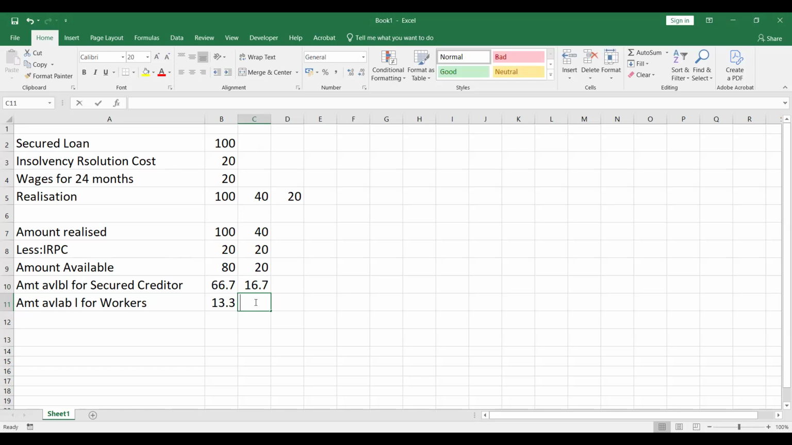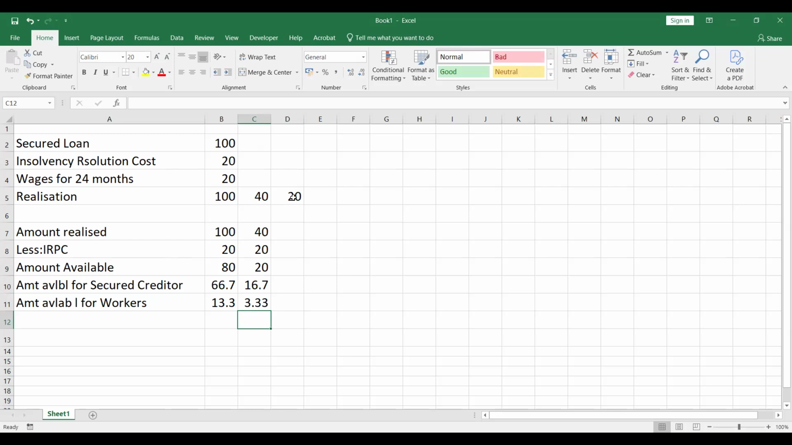And how much will the workers get? 20 is the total amount to be distributed. The total is 120, into 20. So this is the calculation.